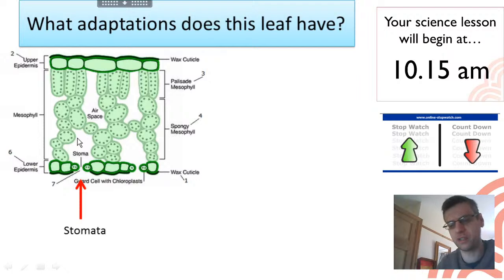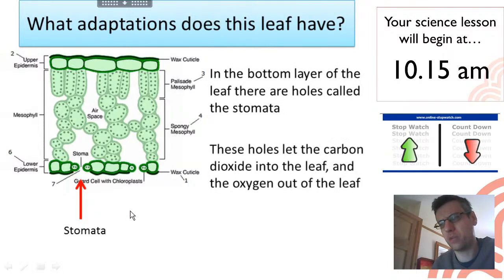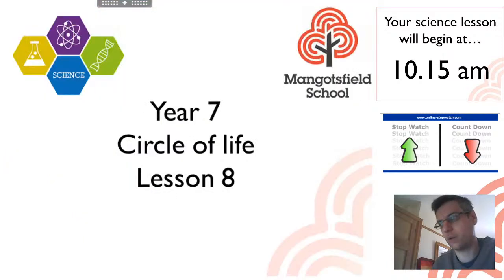Also, photosynthesis produces oxygen. The plant needs a little bit of oxygen for itself, but the rest of it goes back out through the stomata into the atmosphere, which is very handy for us because then we can breathe it in. Right, so stomata in the bottom of the leaf allows carbon dioxide in and then allows oxygen out.